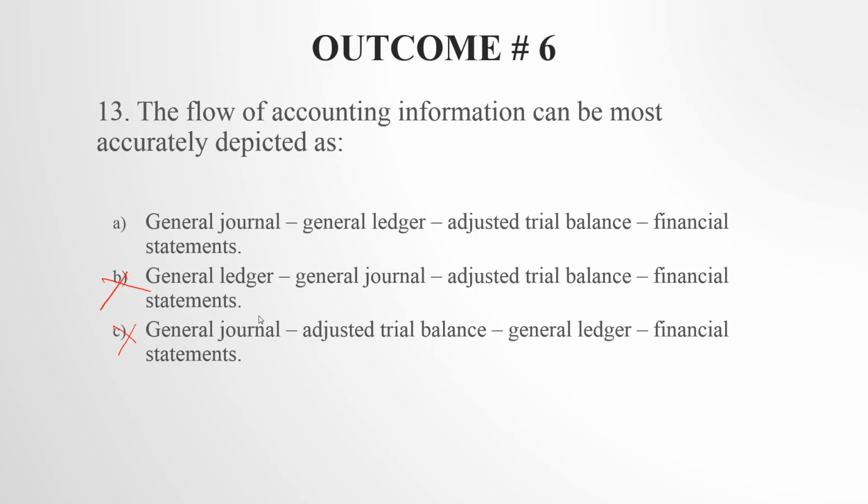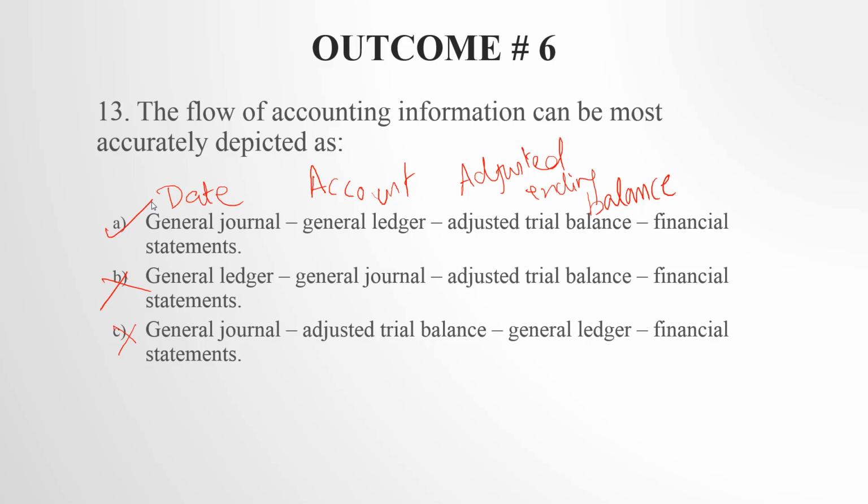The general journal sorts all of the business transactions by date. The ledger sorts all of these by account. The adjusted trial balance provides the adjusted ending balance for all accounts. And then we prepare the financial statements based on the adjusted trial balance. A is correct.